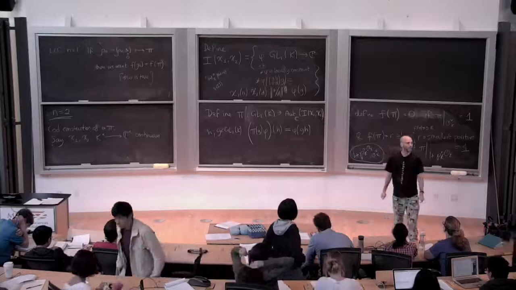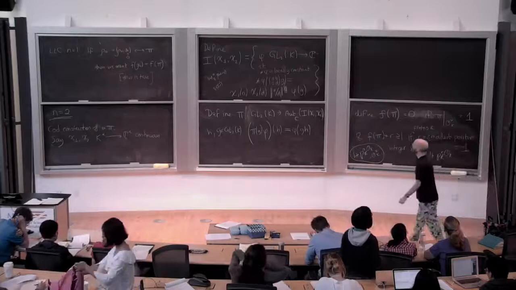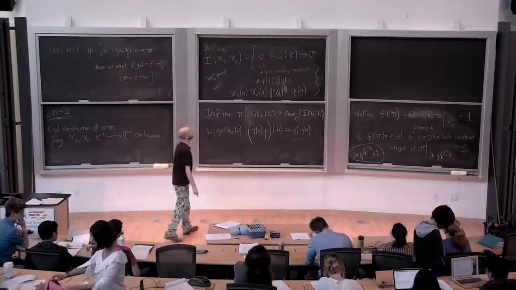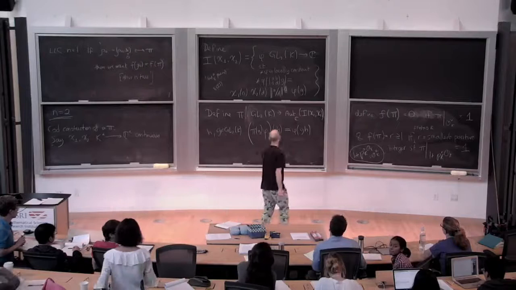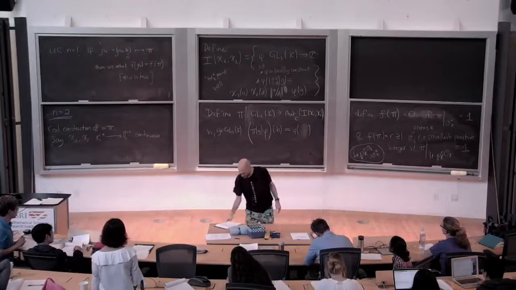The image is all of C and not just the units, right? Yeah, I need C. This is a vector space, and so I need all of C. I definitely want I(chi1, chi2) to have a zero vector. Have I got it wrong? Yeah, I've got this wrong. I'm really pleased I've got this wrong, thank you.